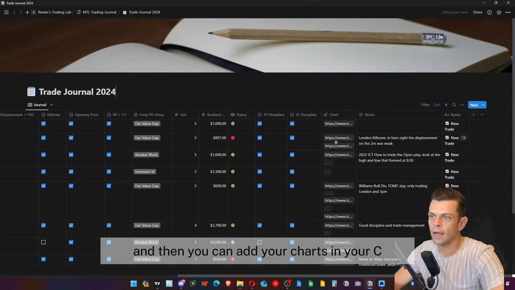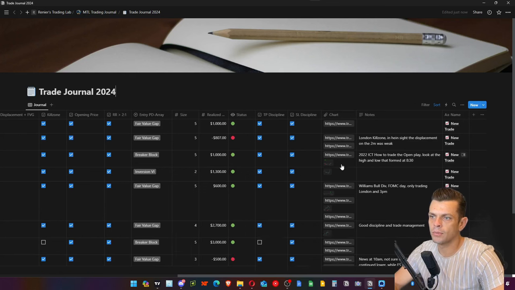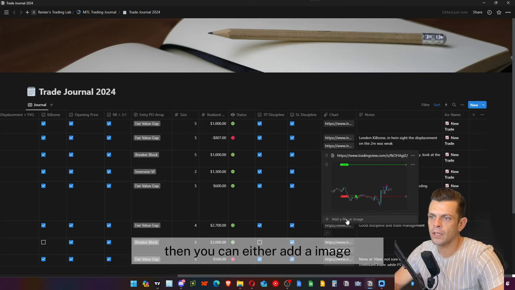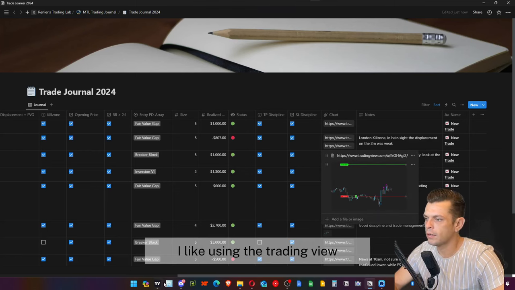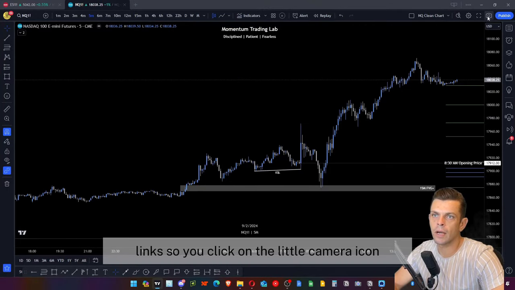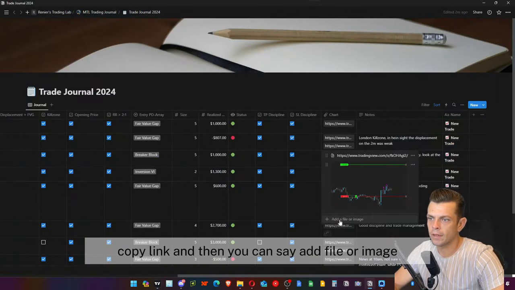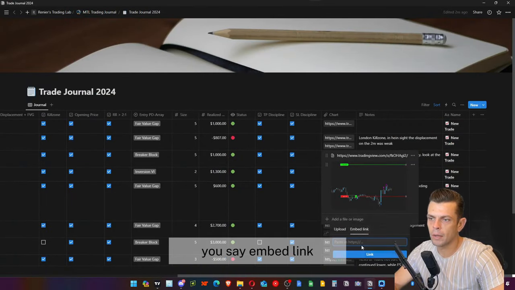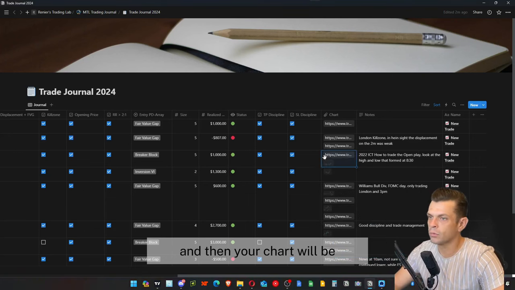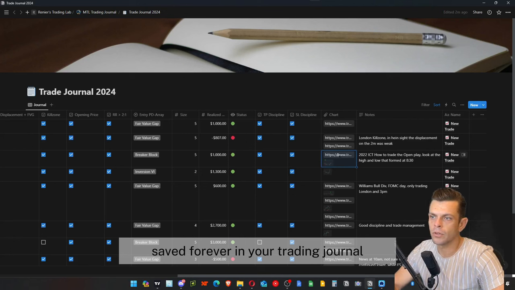And then you can add your charts in here. So you just click on this, then you can either add an image. I like using the TradingView links. So you click on the little camera icon, copy link, and then you can say add file or image. And if you use the link, you say embed link, and then you just copy it in there and you say link, and then your chart will be saved forever in your trading journal.